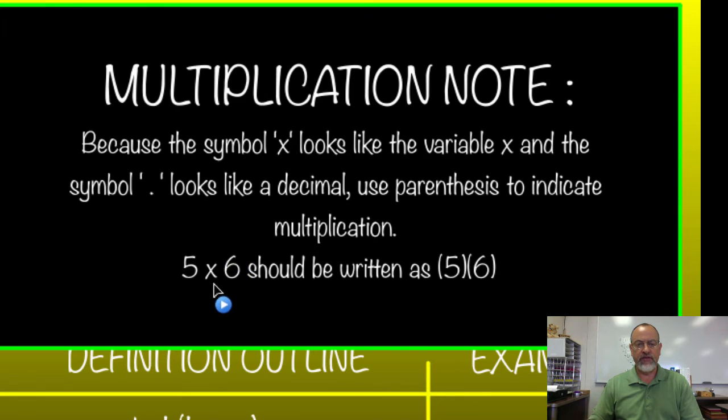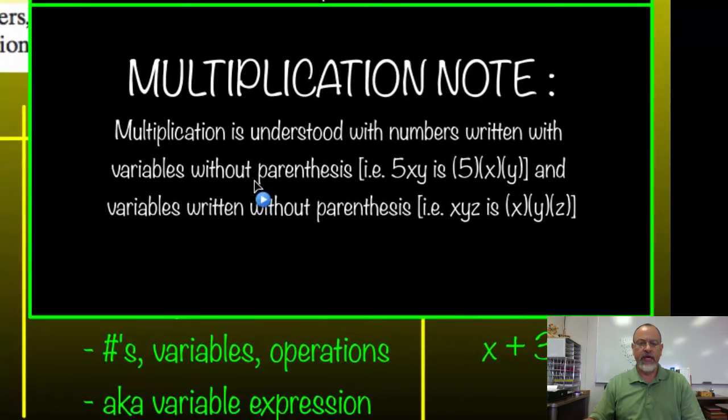So I don't want you to write 5x6. This looks like a variable expression, 5x6. Okay, we want to write it as a mathematical expression with parentheses, because parentheses mean multiplication. So we should write this as 5 in parentheses and then 6 in parentheses, and that would indicate multiplication. Okay, so when you have numbers in order, you want to use parentheses to represent multiplication, not this X looking symbol and not a dot or a decimal looking symbol.